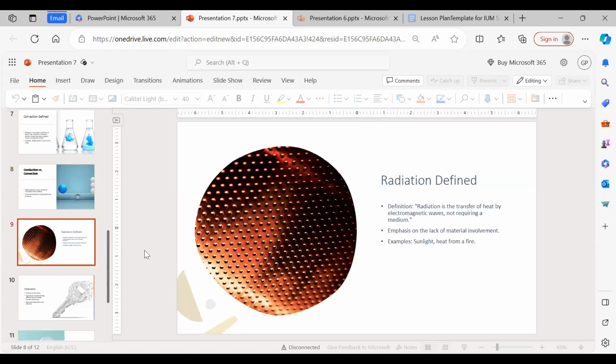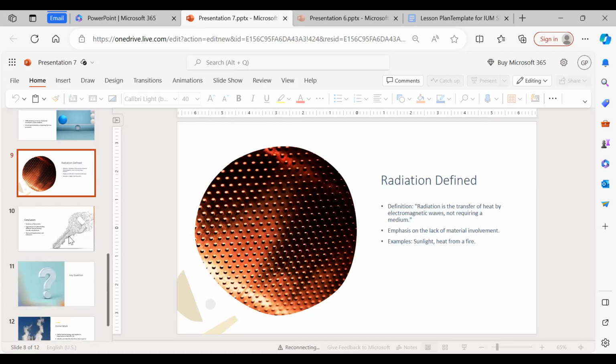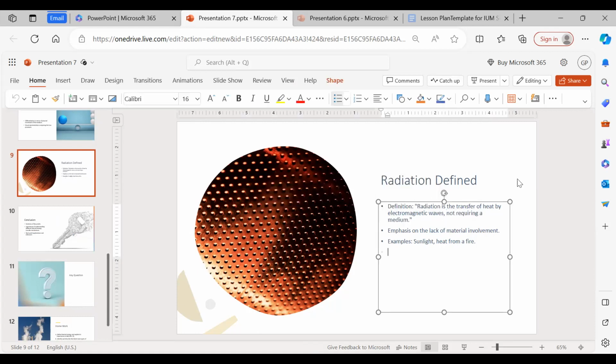So we move on to our third mode of thermal exchange, which is radiation. So radiation is a transfer of heat by electromagnetic waves, not requiring a medium. This has to be underlined: not requiring a medium for heat to be transferred. So what do I mean by this? So look, think about the sun, for instance.